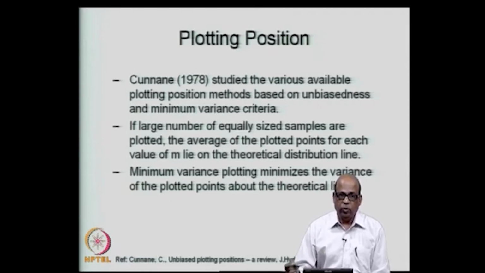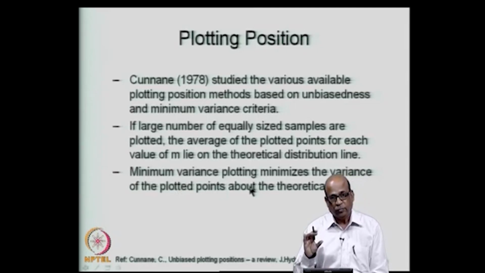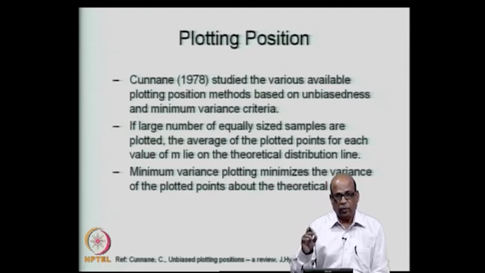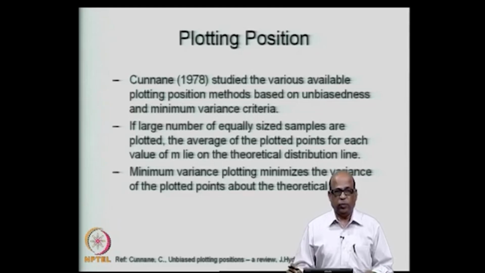Then the minimum variance plotting minimizes the variance of the plotted points about the theoretical line. So, you have the theoretical line and then you have plotted the data using the plotting position. Then your plotting position must be such that among all the plotting positions, it must lead to a minimum variance of plotting. That means, the variance if you calculate between the observed and the theoretical values, that variance must be minimum.